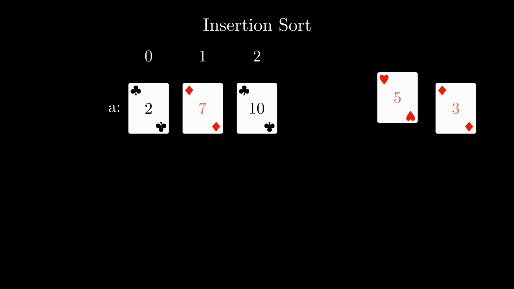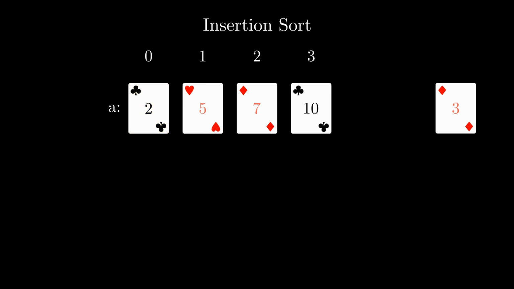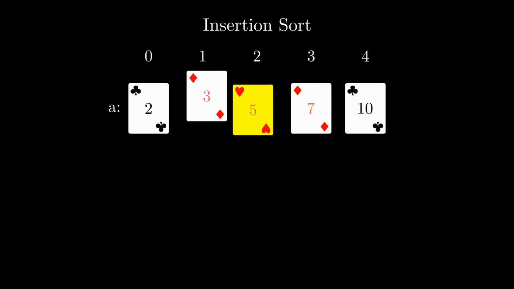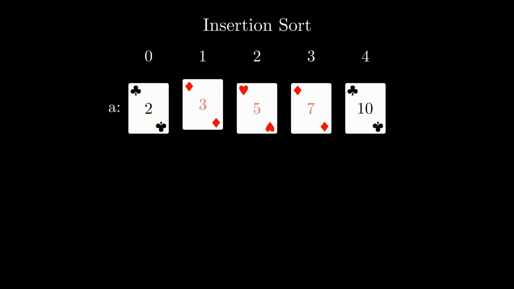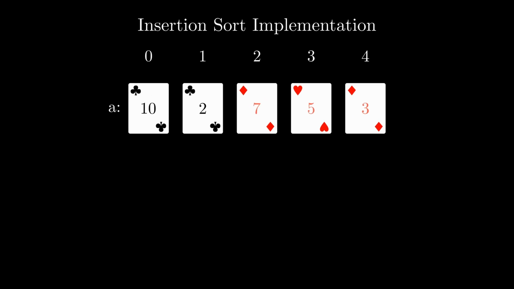The same thing will happen for the fourth element and we will move it to the left until we find its place. Finally, the fifth element will find its place by comparing to all the elements from right to left until we find the first element that's smaller than the new card. This information is already sufficient to implement the insertion sort algorithm. You can pause the video and try to implement the algorithm yourself.